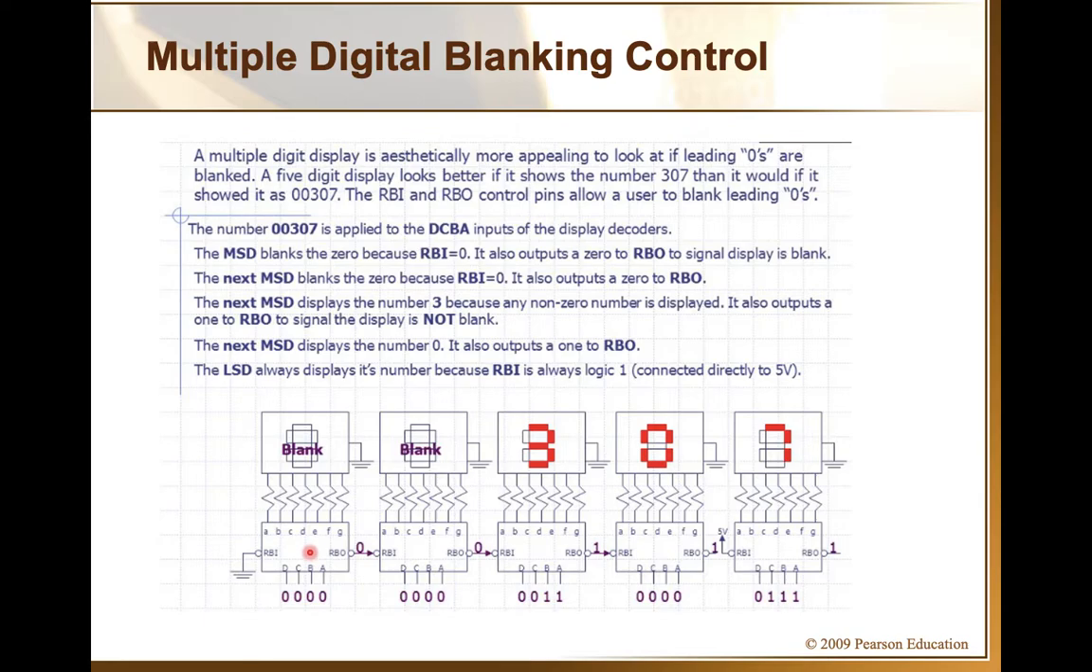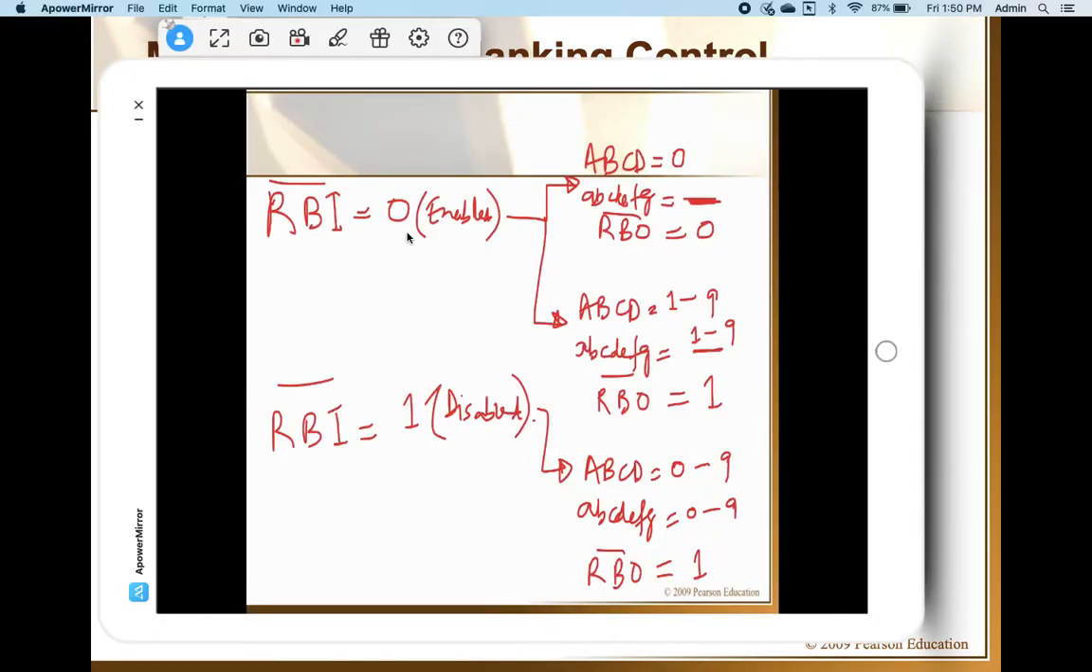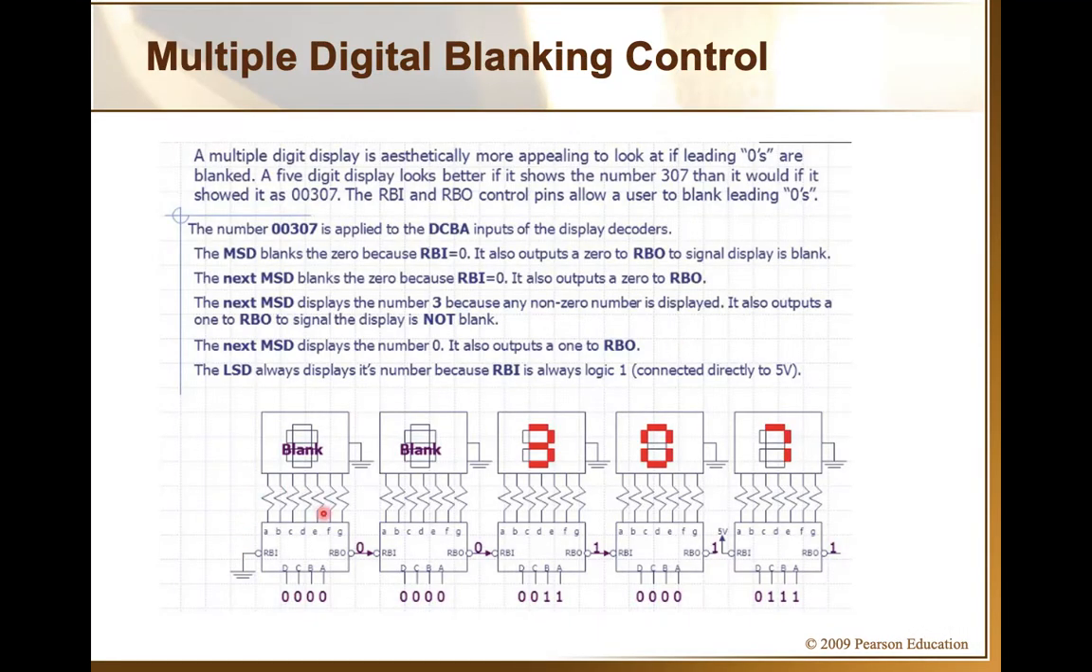Now what is the situation I told you? If RBI is enabled, what happens? If the input is 0, it will be blanked out. If the input is not 0, that input will be displayed. So this is exactly what will happen. Now RBI is enabled here. What is the input? The input is displayed here as well. So this is 0, this is 0, this is 3, this is 0, and this is 7. These are the numbers being displayed. So this is 0, so the input is 0. This is enabled, so it will be blanked out.